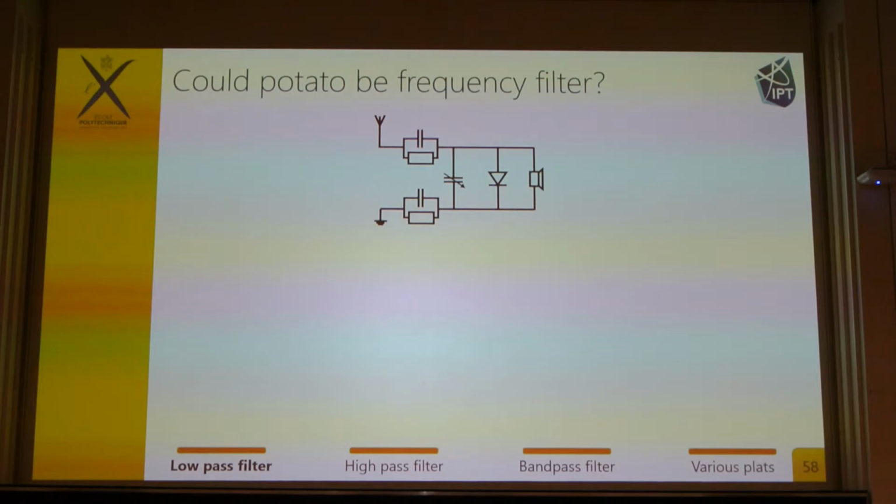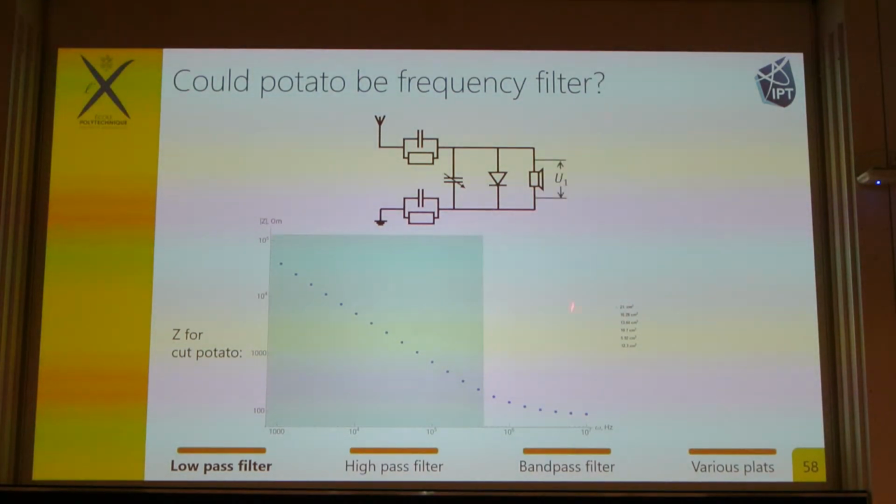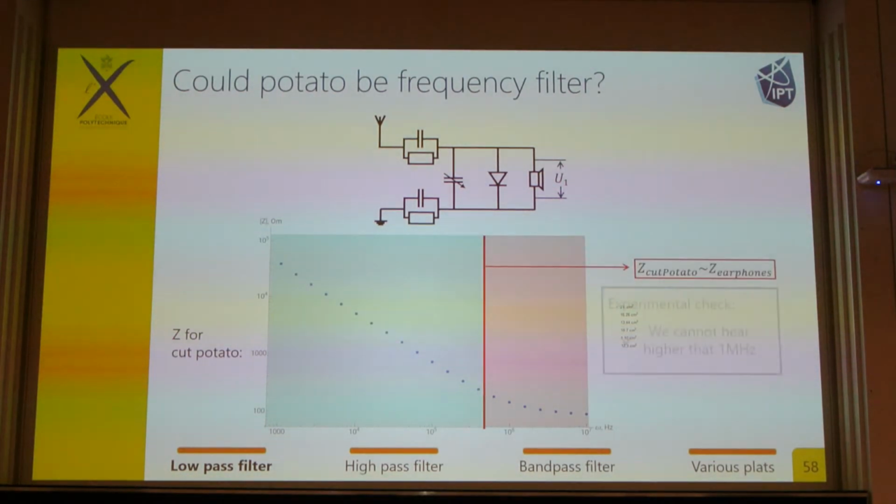So how can we tell whether the potato acts as a frequency filter or not? To do that, we can do a simple experiment. We'll measure the impedance Z of this circuit. And what we get in the end, we measure this voltage here, and we checked experimentally that with just one potato, all frequencies bigger than 1 megahertz are cut. So we cannot hear any frequency bigger than 1 megahertz.